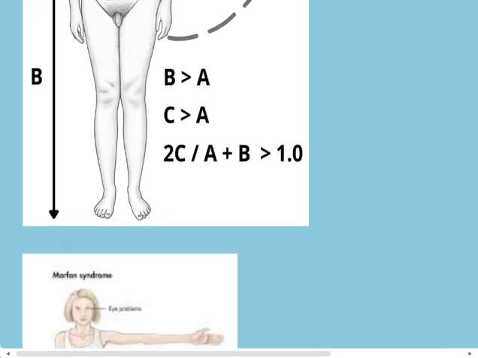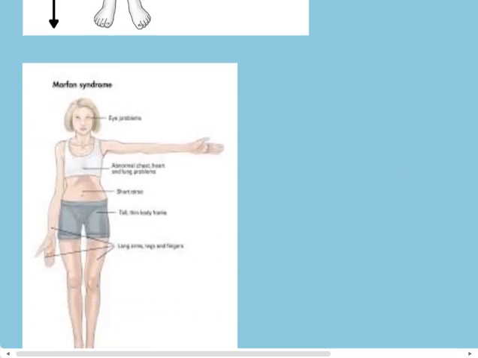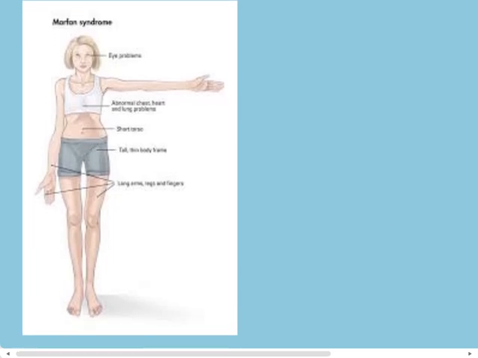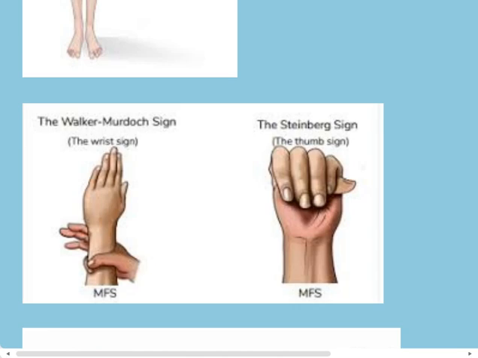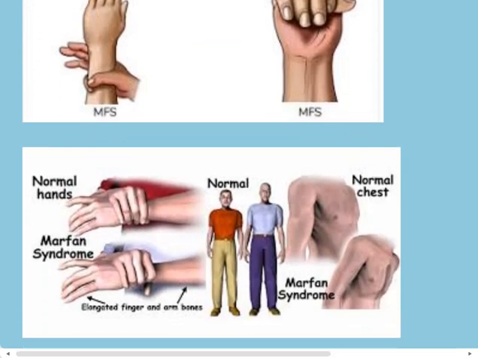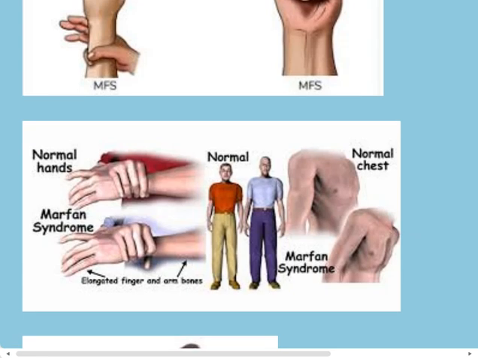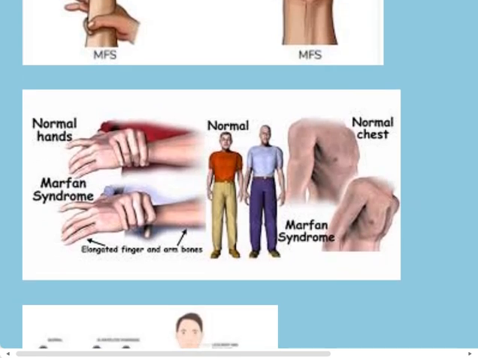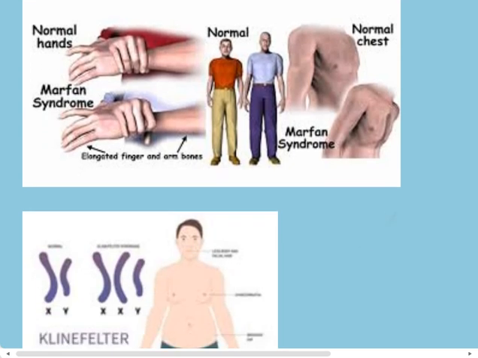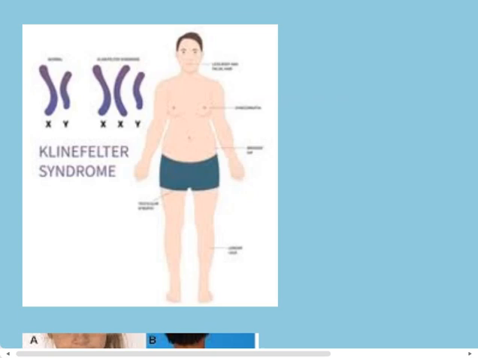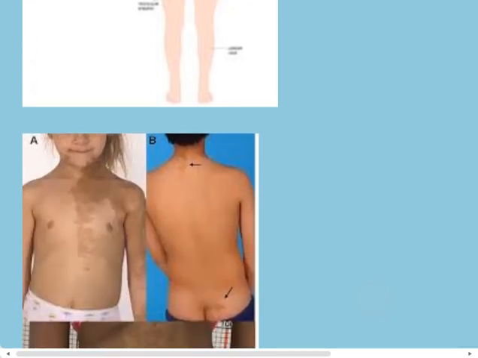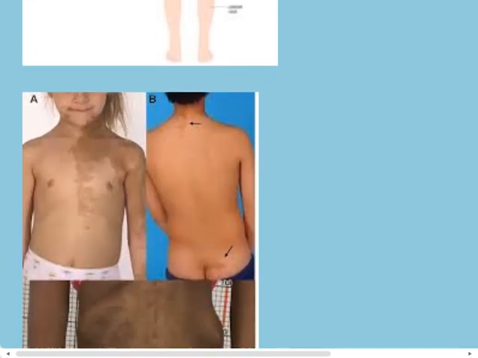And then these are the Marfan syndrome eye findings. Then these are the wrist sign, Walker-Murdoch sign, and the Steinberg or the thumb sign. This is also the chest deformity of the Marfan syndrome. Then in Klinefelter syndrome, there is an extra X chromosome, and these are the cafe au lait spots in McCune-Albright syndrome.